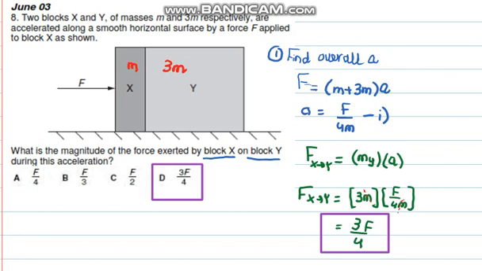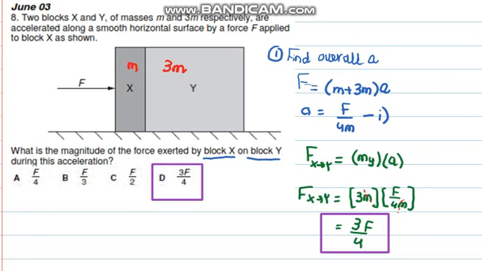Our first step would be to find the acceleration a, which would be F equals the total mass, which is of X and Y, m plus 3m, times a. We will make a the subject, which would be F over 4m.